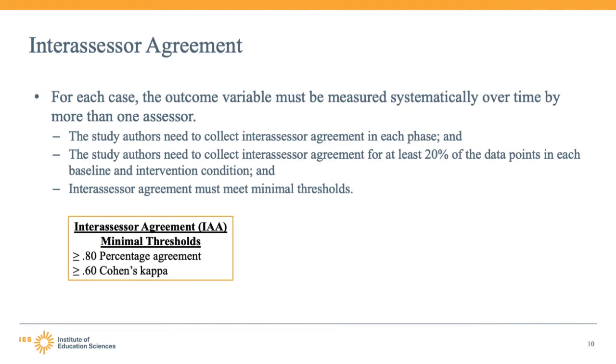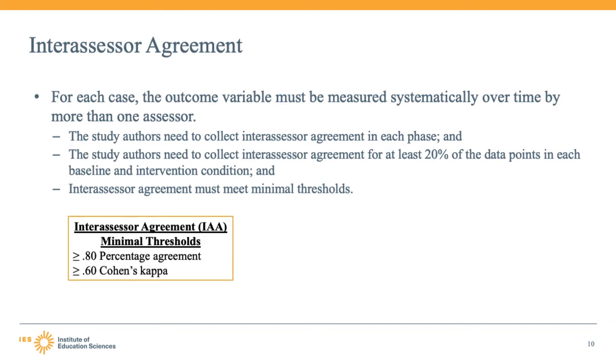Recall that the third study rating determinant for single case designs is that the outcome variable must be measured systematically over time by more than one assessor, which is often referred to as the inter-assessor agreement requirement. More specifically, and as outlined in the WWC Standards Handbook version 4.1, there are 3 criteria that must be met in order for a single case design study to meet this requirement.